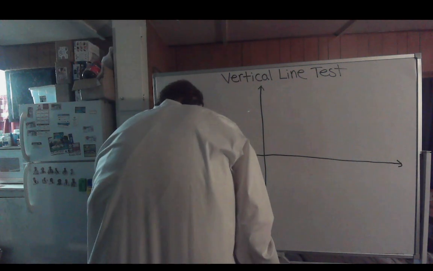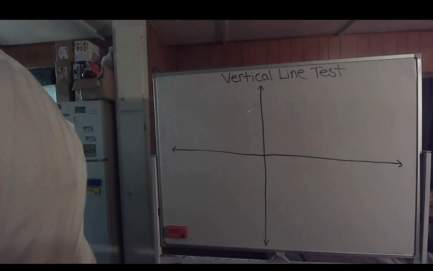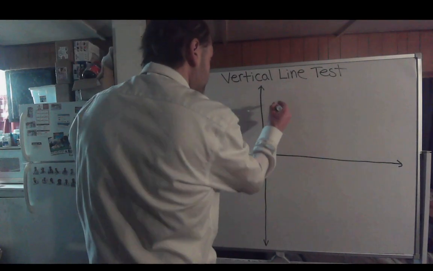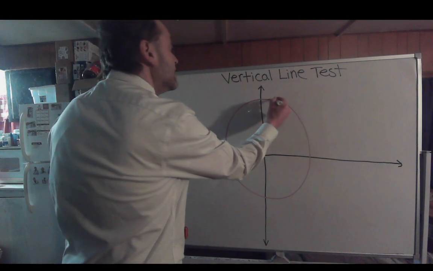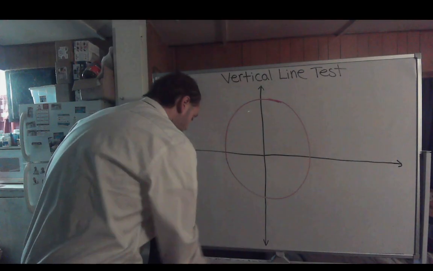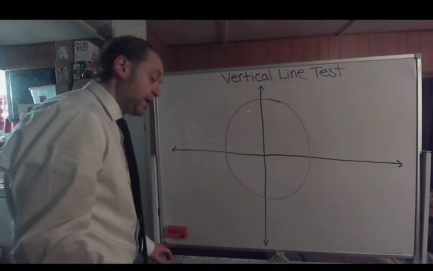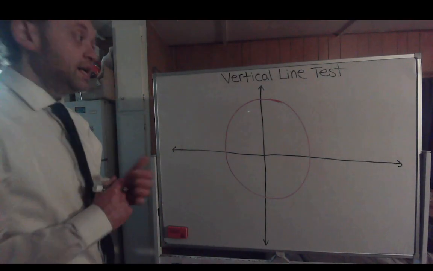So let's say I just give you the graph of a circle, right? So I have the graph of a circle. Is that a function? Well, why or why not? Let's go ahead and do what's called the vertical line test.